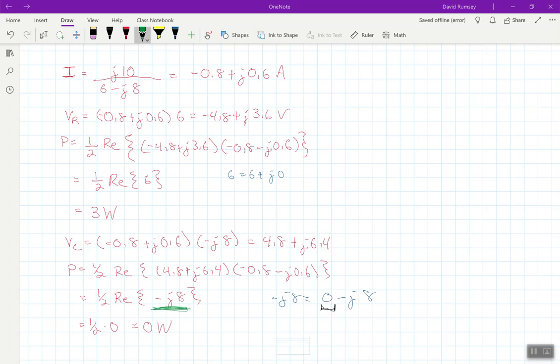So I'm going to end the video here. In the next video I'm going to do one more example of computing average power, and then we'll move into the reactive power.